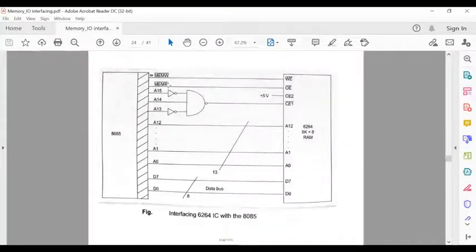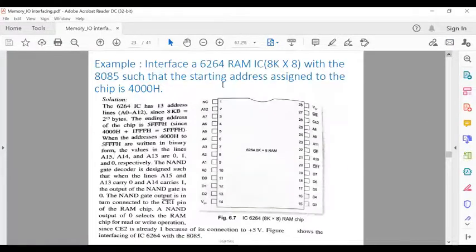Okay, so memory read must be connected with the output enable pin, and memory write must be connected to the write enable pin of this RAM IC. So that is the interfacing diagram for this particular statement. Okay, what was the statement? Interface 6264 RAM IC, which is 8K cross 8 in size, with the 8085, such that the starting address assigned to the chip is 4000.